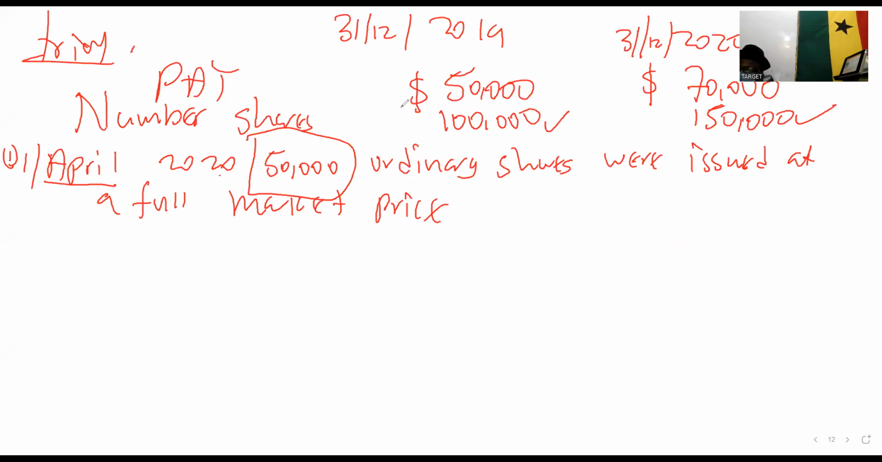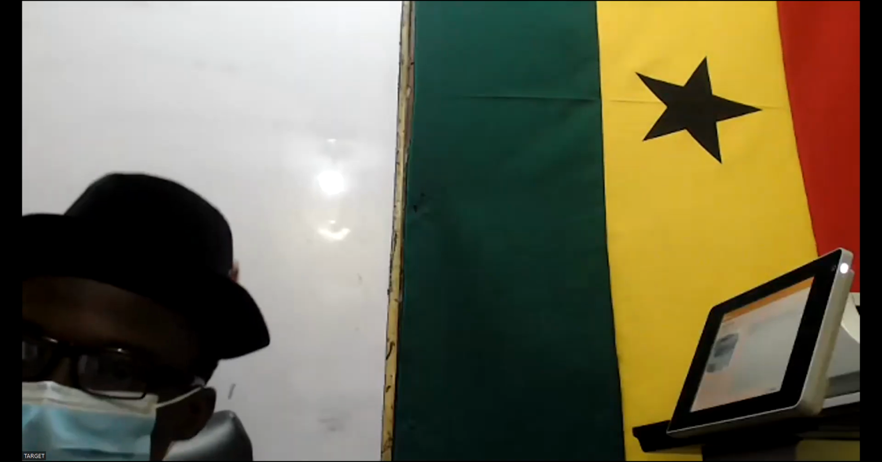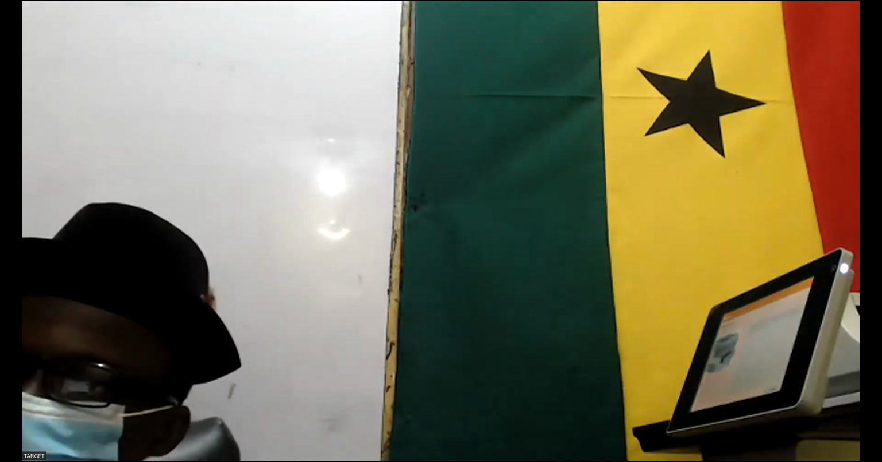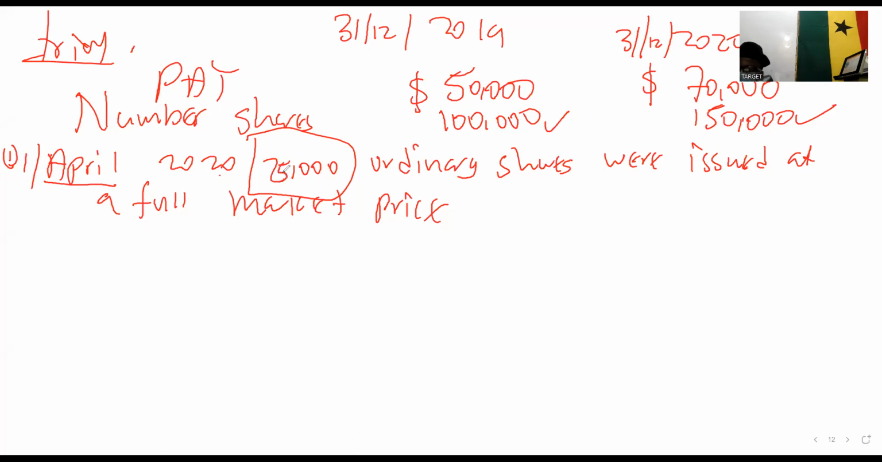What if this time around the number of shares issued is 25,000 shares? Let's look for the fastest person. Don't forget, overspeed kills the fastest rat. So imagine it's 25,000. What do you think will happen?